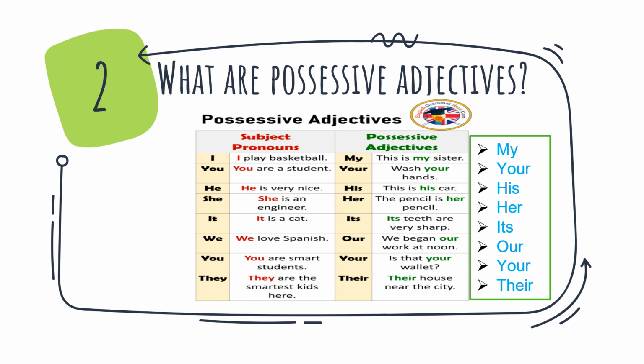Its teeth are very sharp. We began our work at noon. Is that your wallet? Their house, their house is near the city. So these are example sentences, to help you understand better the use of possessive adjectives in your writing.